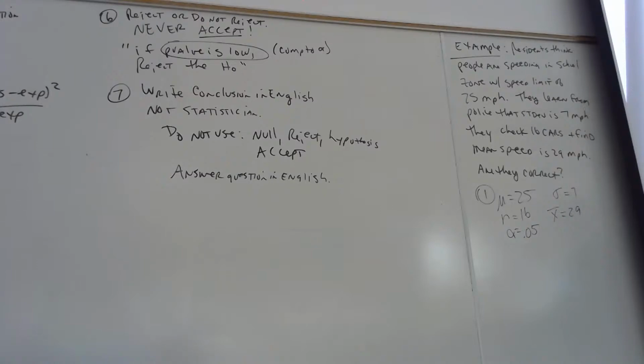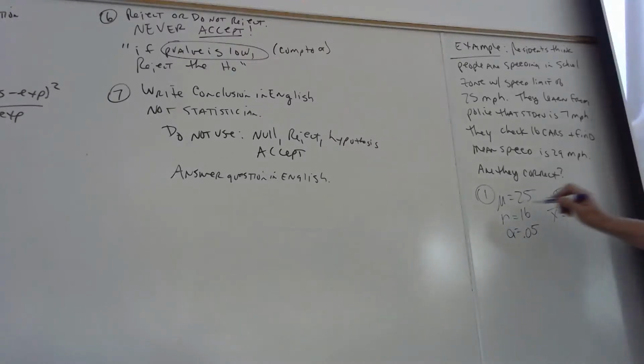Is my n big enough? No. How big should it be? 30. So I'm breaking a rule here by having too small of a sample, but maybe. Why should it be 30? Because we're dealing with means. And what says it should be 30 or bigger? The Central Limit Theorem.